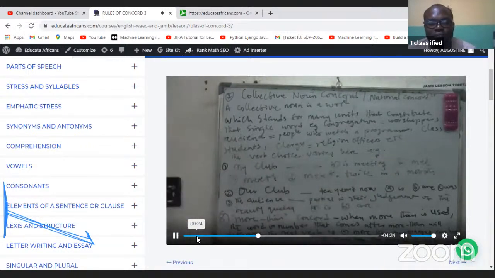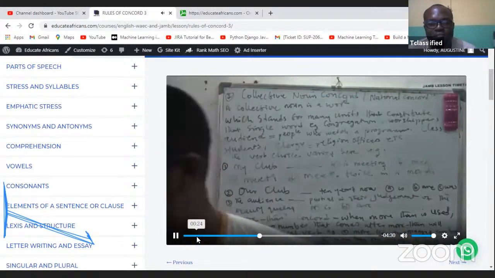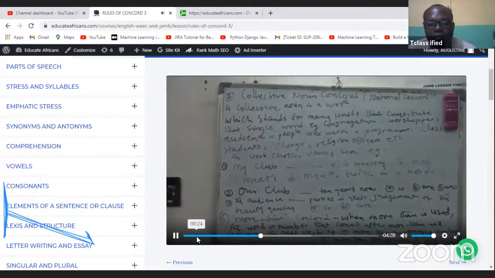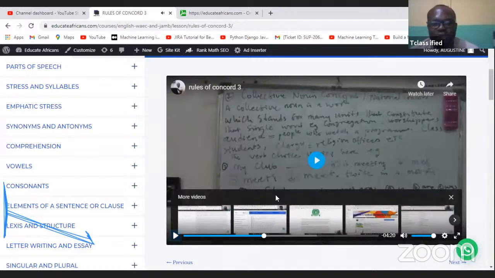So write this, please. Write this note. Write it on this place. Write it by the side. Write it somewhere. When the collective noun... So you can see the second one says our club is 10 years old.